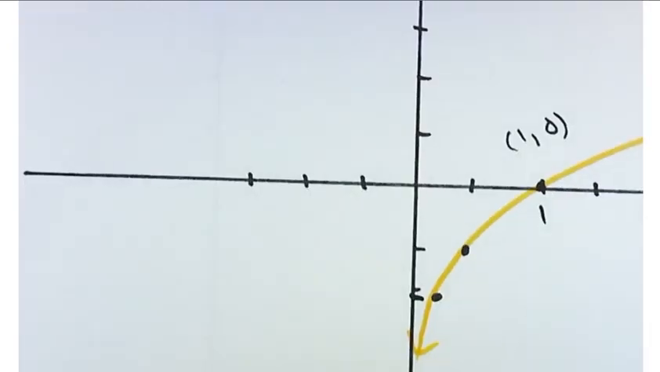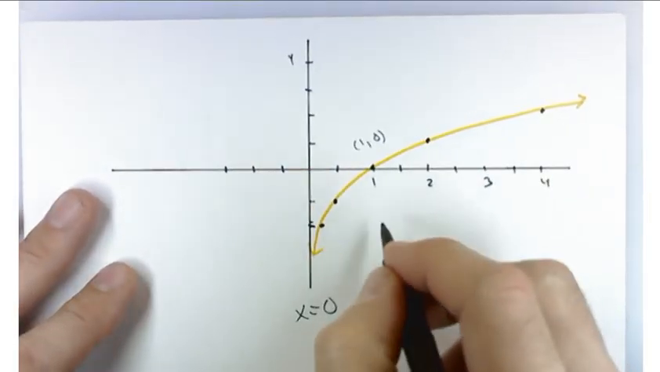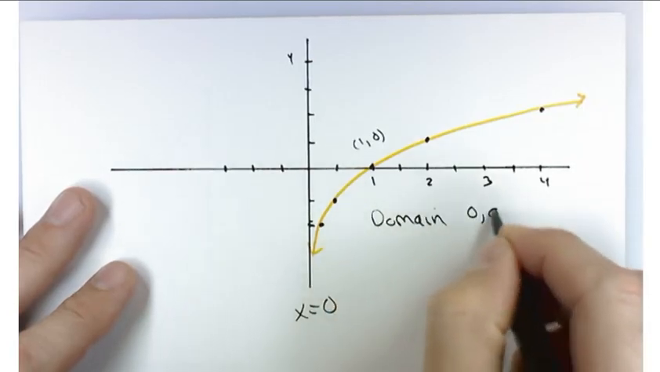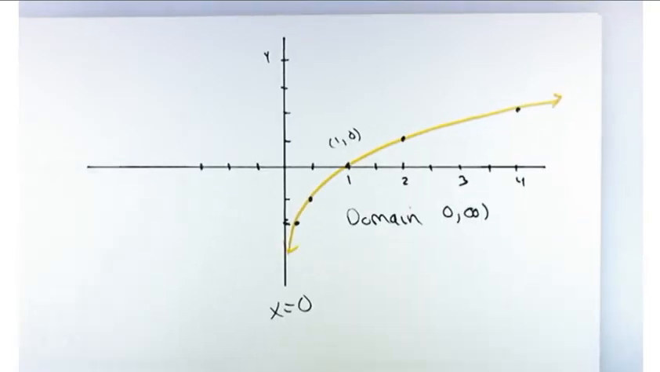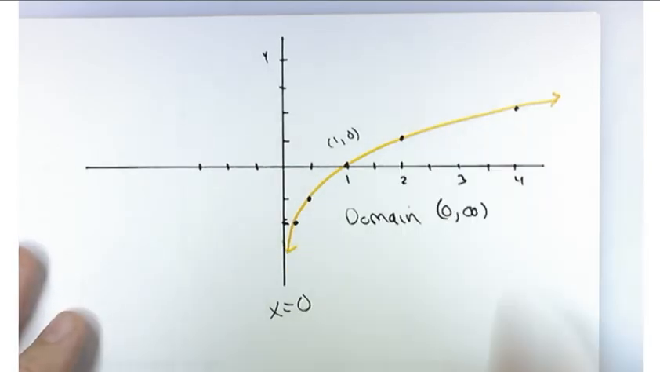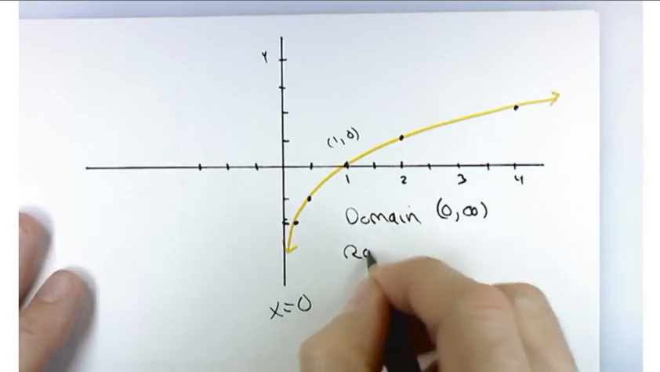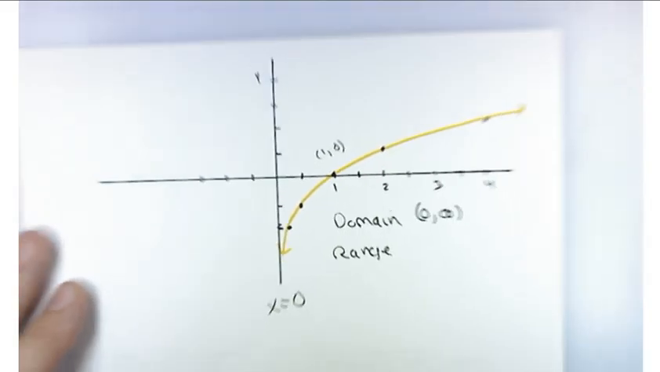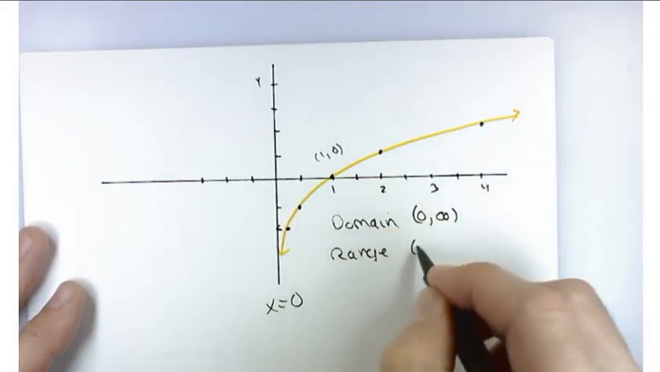So when I look at this and I ask, what's the domain of the log function? Domain is going to be 0 to infinity. The question is, should I use a bracket or parenthesis on the 0? Parenthesis, because it's not defined at 0. How about the range? Yeah, all real numbers. This goes all the way down to negative infinity and eventually all the way out to positive infinity. So negative infinity to infinity.